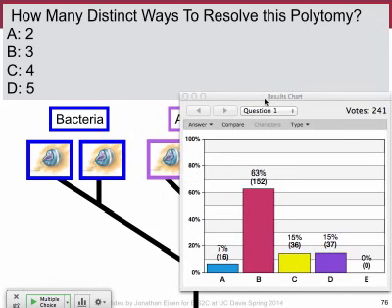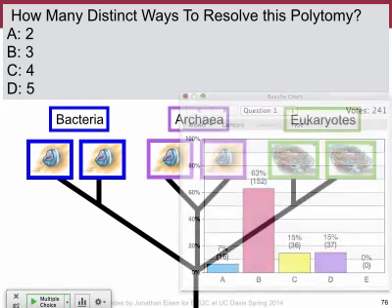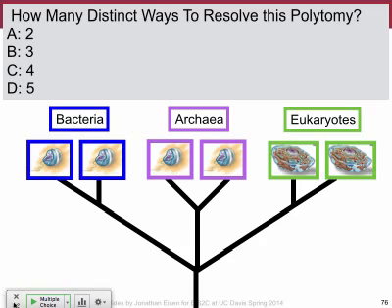All right, 63% said B. And the correct answer is B. Congratulations to those 63%. So this is analogous to the polytomy I showed earlier with humans, chimps, and gorillas. And for this particular polytomy, it's 3 branches coming out of this node here, and we have to resolve the order among those branches.